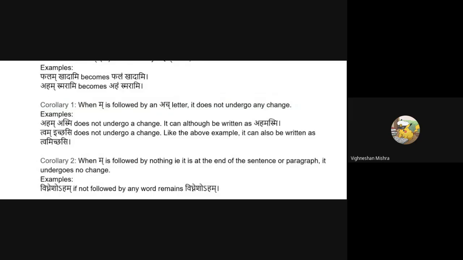Although, due to sanghita, which means closeness, it can be written as aham asmi. It is the same thing. Aham asmi and aham asmi, same thing. Tom ichhasi does not undergo a change. It does not become an anuswara. Like the above example, it can also be written as Tom ichhasi. The pronunciation is the same, but you can see the difference in what is written and how it has come together like a chemical reaction. I hope it is clear up till here.